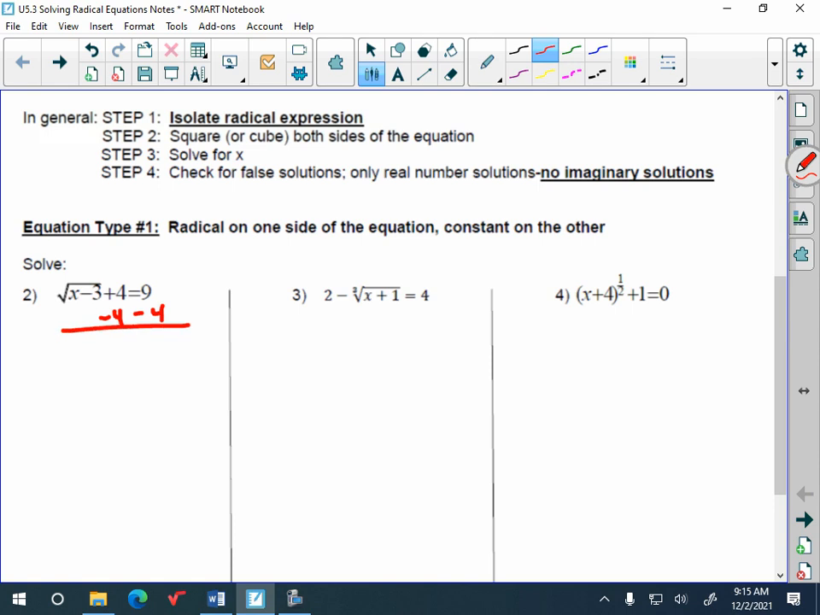Okay, you got to make sure that you isolate this radical, get it by itself. Nothing can be on the outside, in front, or behind it. So 9 minus 4 is 5. All right, so step 1's done.